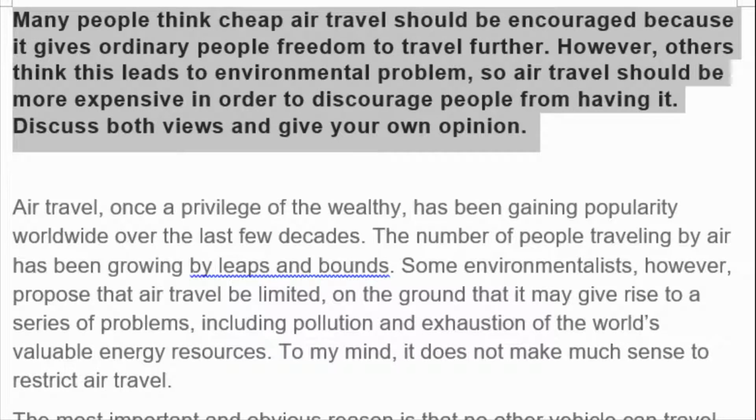Okay, so here is a Part 2 task. Many people think cheap air travel should be encouraged because it gives ordinary people freedom to travel further. However, others think this leads to environmental problems, so air travel should be more expensive in order to discourage people from having it. Discuss both views and give your own opinion.